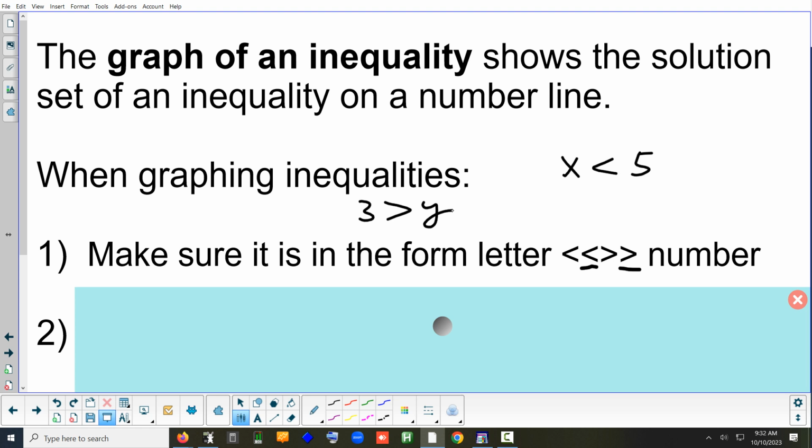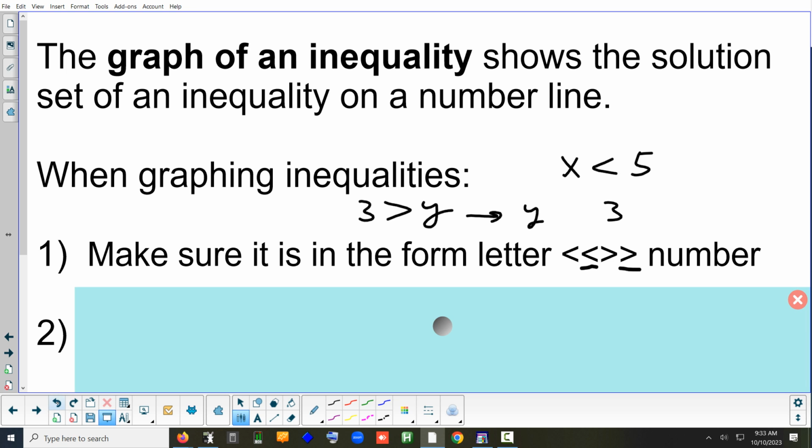Is that one set up letter, symbol, number? No. What do you think, Matt? No. The letter is always supposed to be on the left. So we can switch it, so the y is on the left and the 3 is on the right. But we just have to be careful about what goes in the middle now. Look at the symbol that was there originally. What is it pointing at? The y. If you made an arrow out of it, it's pointing at the y.